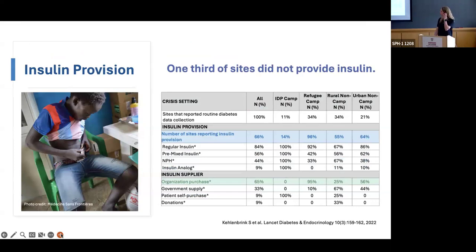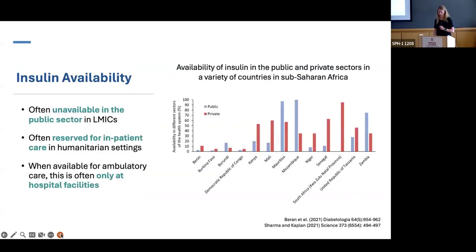And then 1/3 of the sites did not provide any insulin at all. And what I thought was really striking was that only 14% of the internally displaced persons camps provided insulin, and those are the majority of people who are displaced, or IDPs. So, you know, this is not a medication that humanitarian providers are routinely providing.